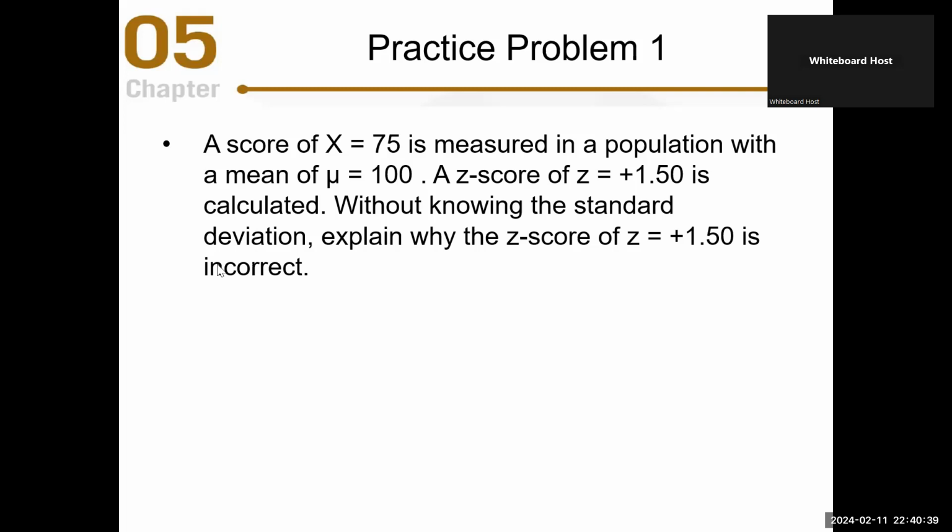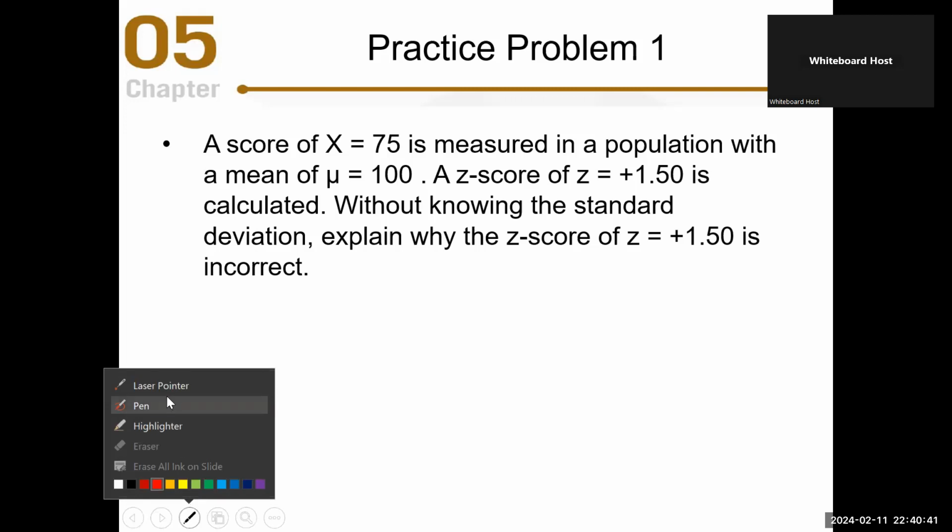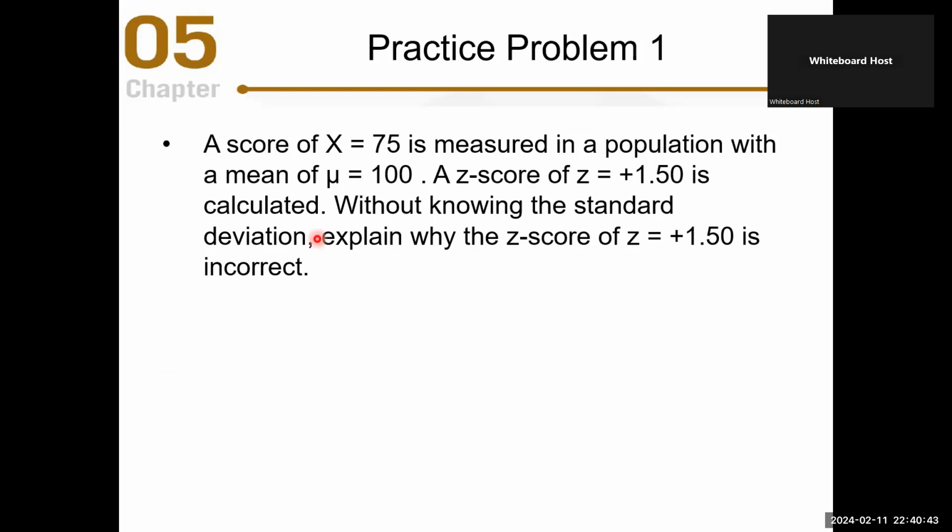In this particular example, looking at the actual score, it looks like the actual score is 75 and our average is 100, right? So it says that we have a z-score of positive 1.50. That will be impossible because, again, our x, or our score, is less than our mean. And if our score is less than our mean, our z-score should be negative.